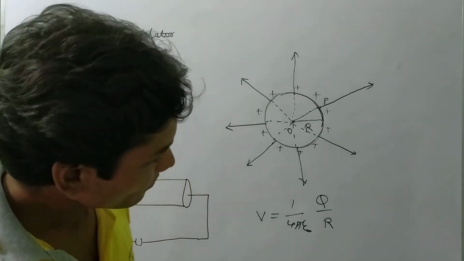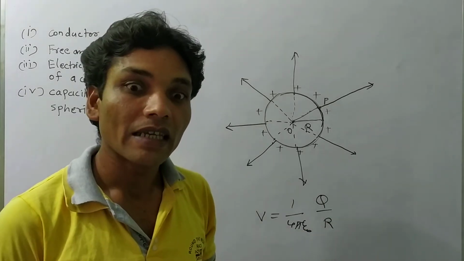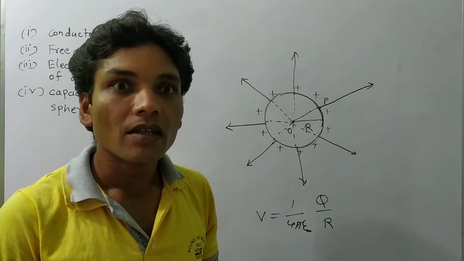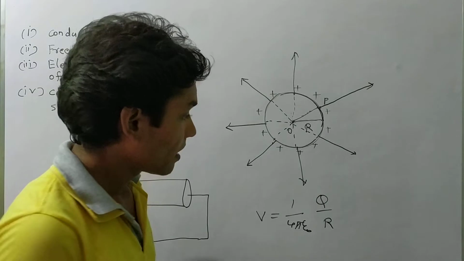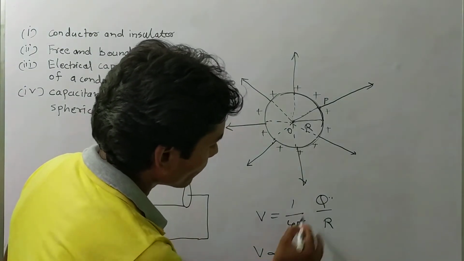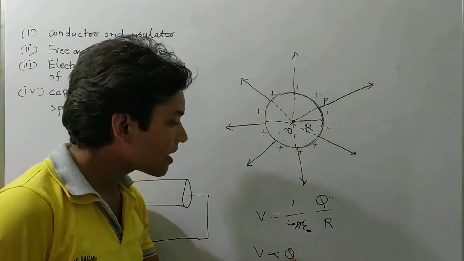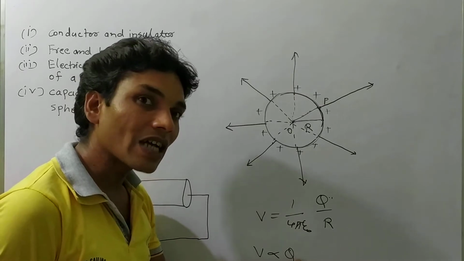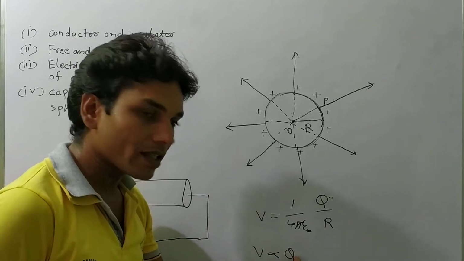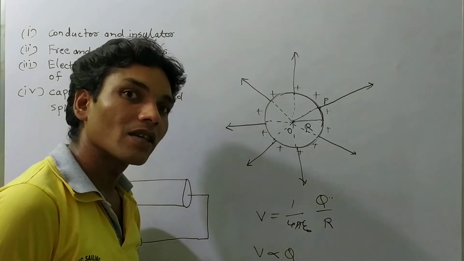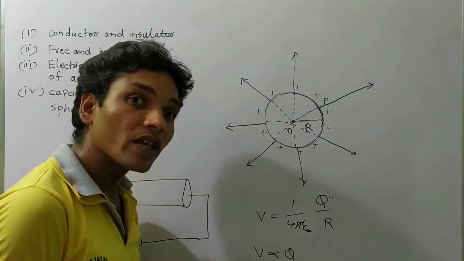Okay. So when the charge given to the conductor increases, the potential will increase, because Q is directly proportional to V. That's why when the charge Q increases, V will increase, and when the charge decreases, V will also decrease. That's why Q is directly proportional to V.